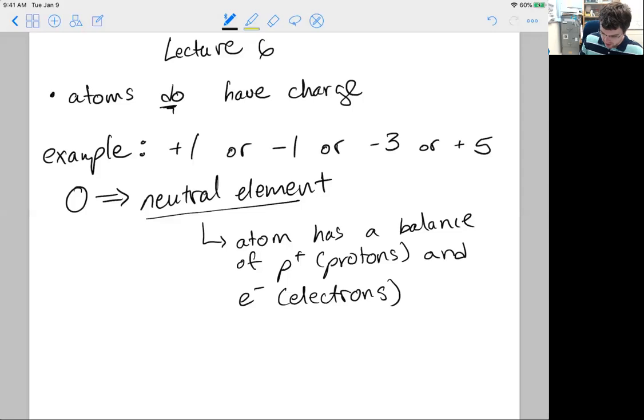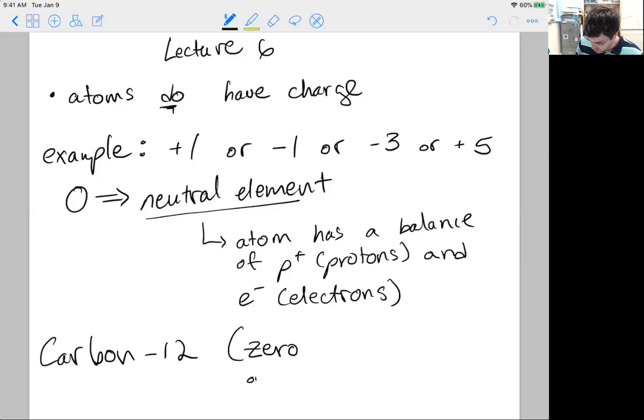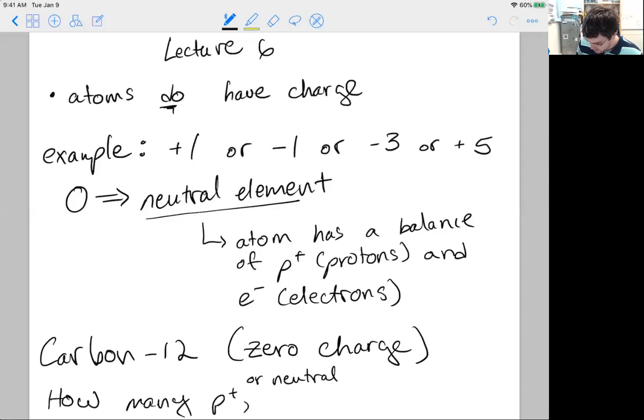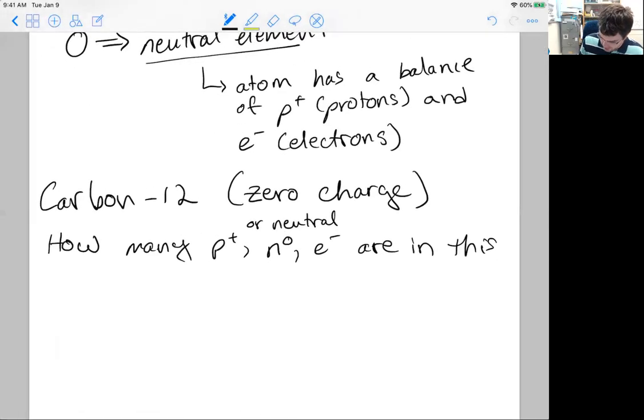And so, for example, if we look at carbon 12, and I say that it has a 0 or neutral charge associated with it, I could then ask a question. For carbon 12 with a 0 or neutral charge, how many protons, neutrons, which I show as N0, and electrons does this element have?